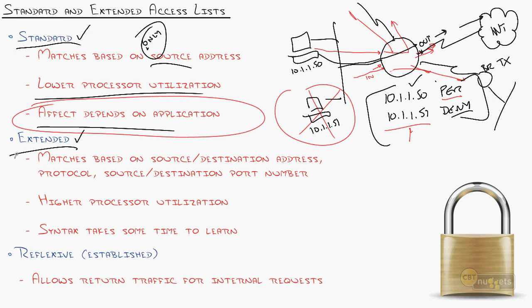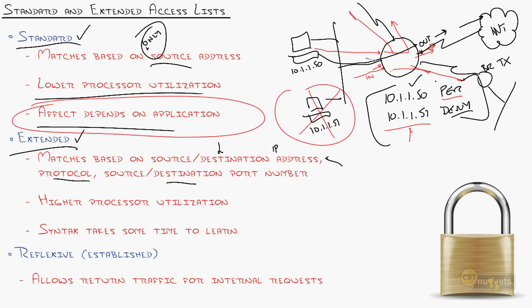Extended is where security is most often used. This one matches based on source and destination address, so IP address, as well as the protocol and source and destination port numbers. So let me define those. So source and destination IP address is who you are and where you're going.